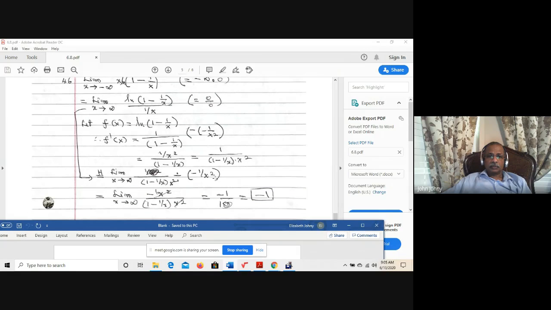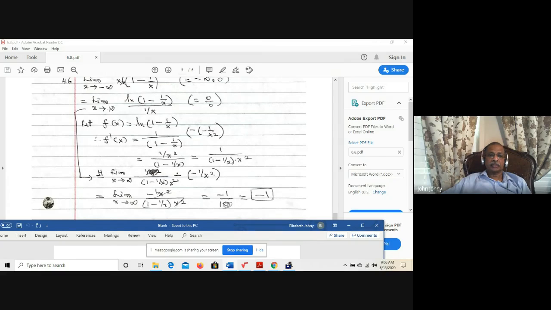And now rewrite it as a multiplication. So it becomes the limit as x approaches infinity of negative x squared divided by (1 minus 1 over x). Division by 1 over x squared is the same as multiplication by x squared over 1, so the x squared cancels. You get negative 1 over 1, because x approaches negative infinity.